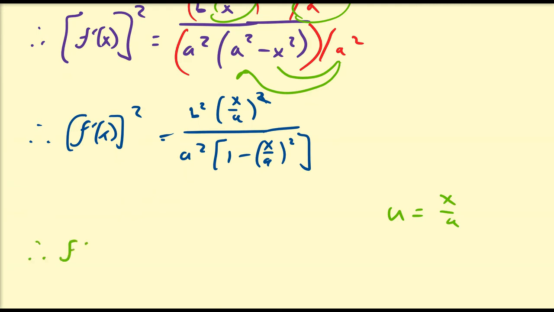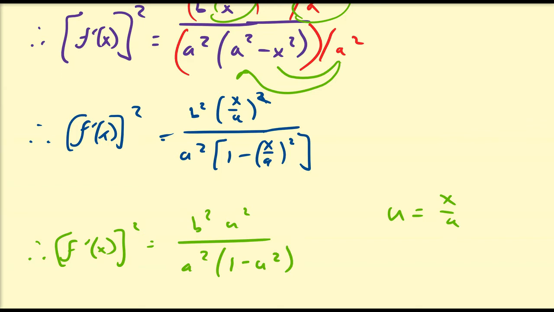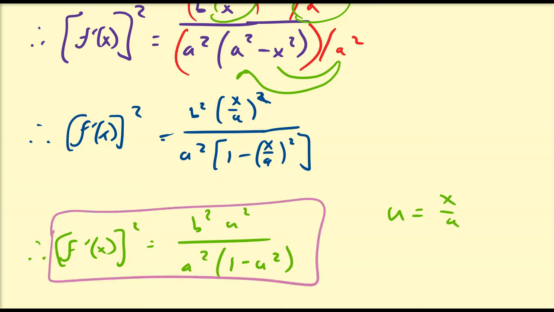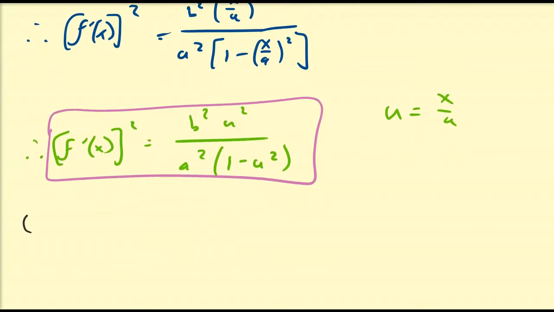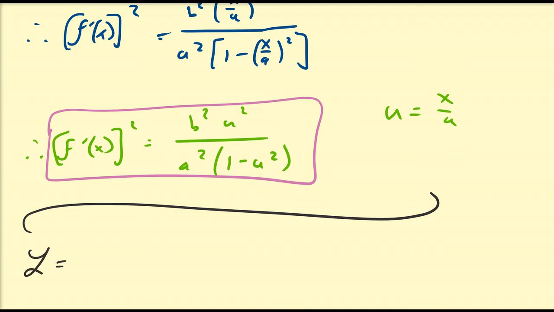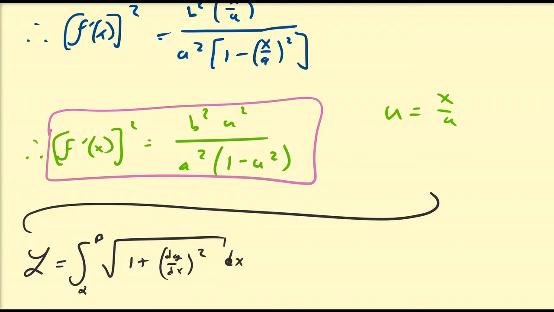So our expression with respect to x is going to be equal to b squared u squared all over a squared times 1 minus u squared. Alright, so now we're ready to find the arc length of our ellipse. Remember that the arc length is going to be equal to the integral from alpha to beta of the square root of 1 plus dy over dx, the quantity squared, dx.